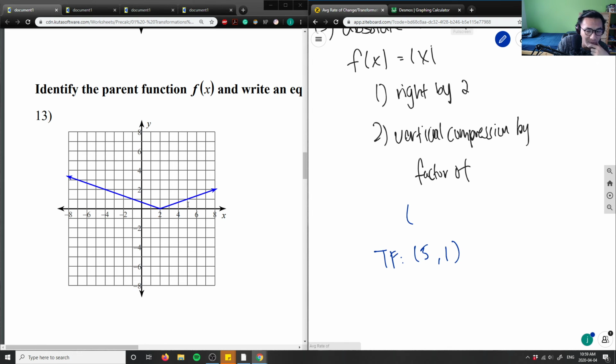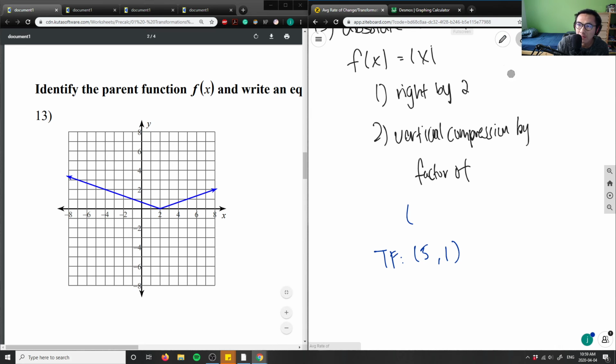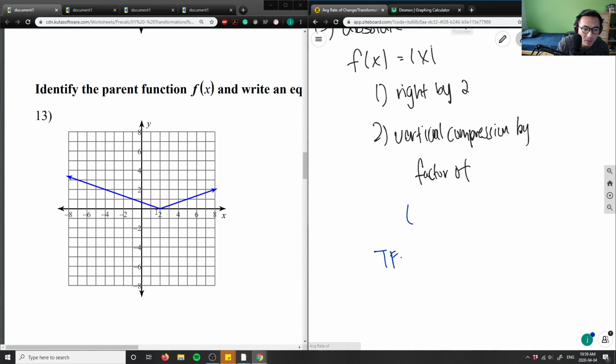Actually, no. I have to adjust for the x value first. So if this is 5 and 1 here, I'm doing a vertical compression, but I'm not changing my x value, right? So this is 5, it's off by 3. So I've got 1, 2, and 3 here. So this would have been... let me check. Actually, I don't think I'm going to use the 5, 1. I'm going to use a point.